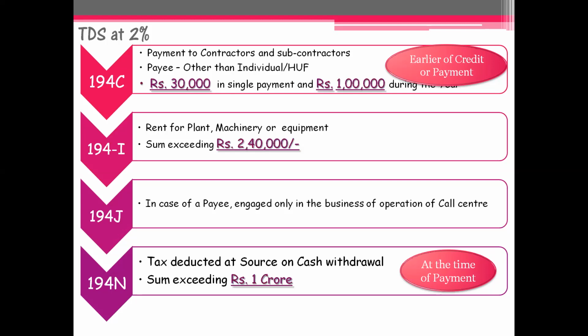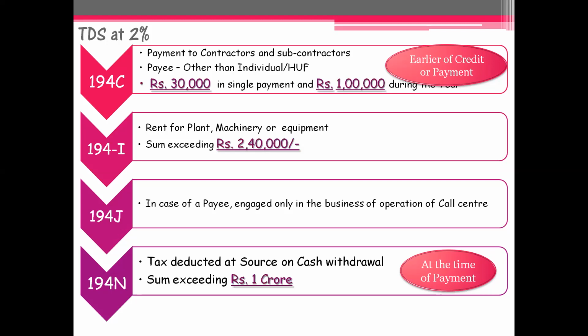The next section is 194I, rent for plant, machinery, or equipment. 2% is applicable when the renting is regarding plant, machinery, or equipment. Say a rent is regarding a land or a building, that will be covered under TDS at 10%. Next section is 194J, in case of payee engaged in the business of operation of call center. So when the service provider is into the business of call center, then under section 194J only 2% will be applicable. In all other cases of professional service, 10% is applicable.